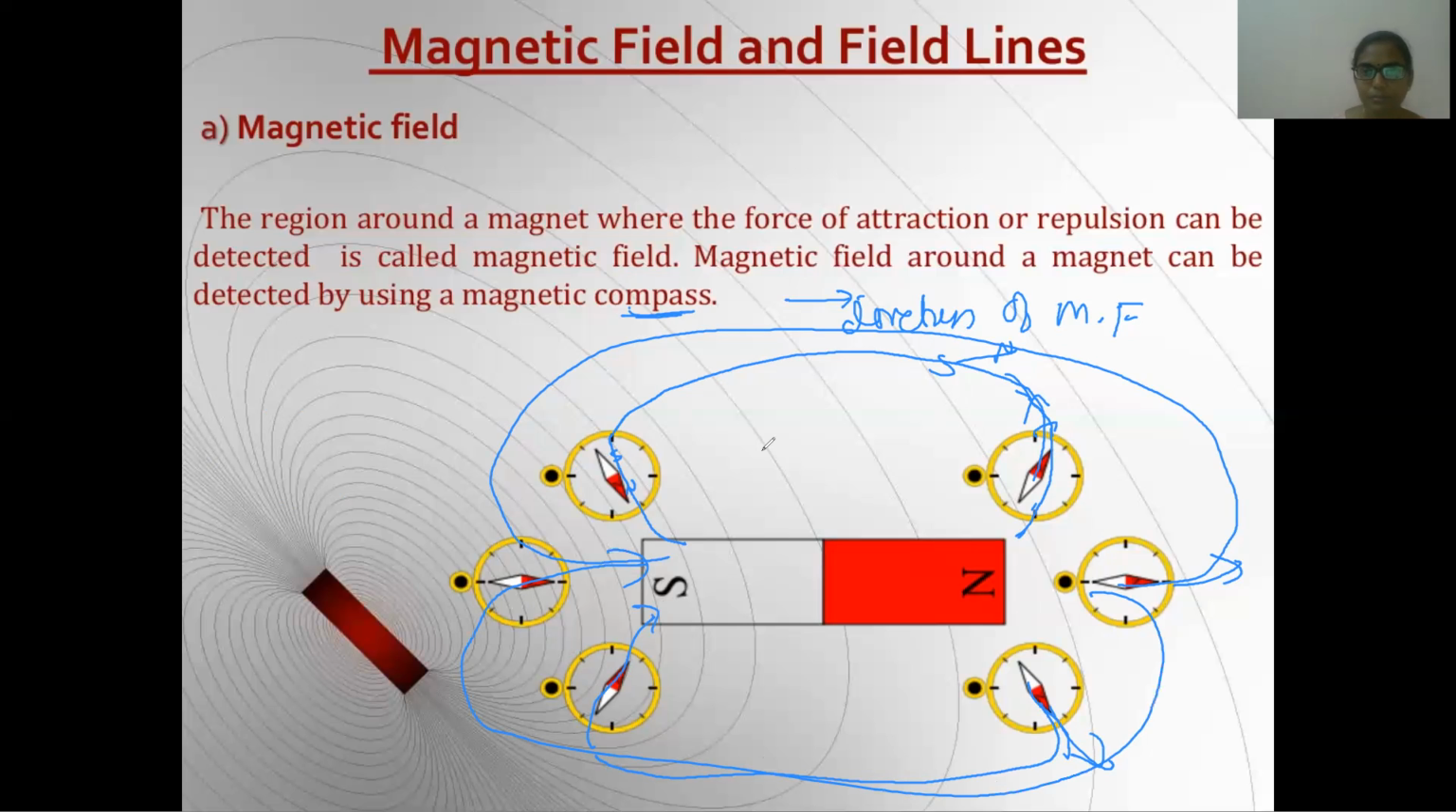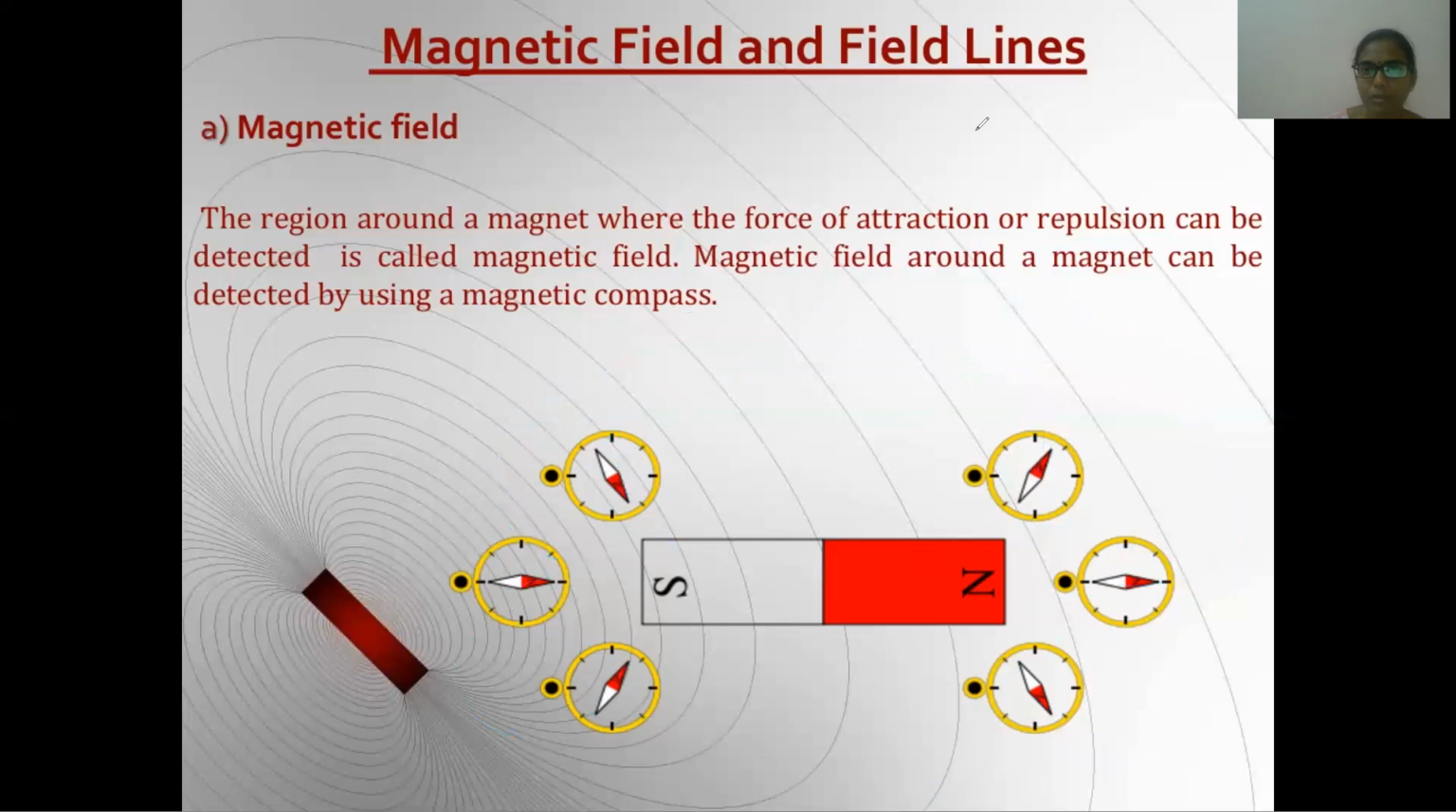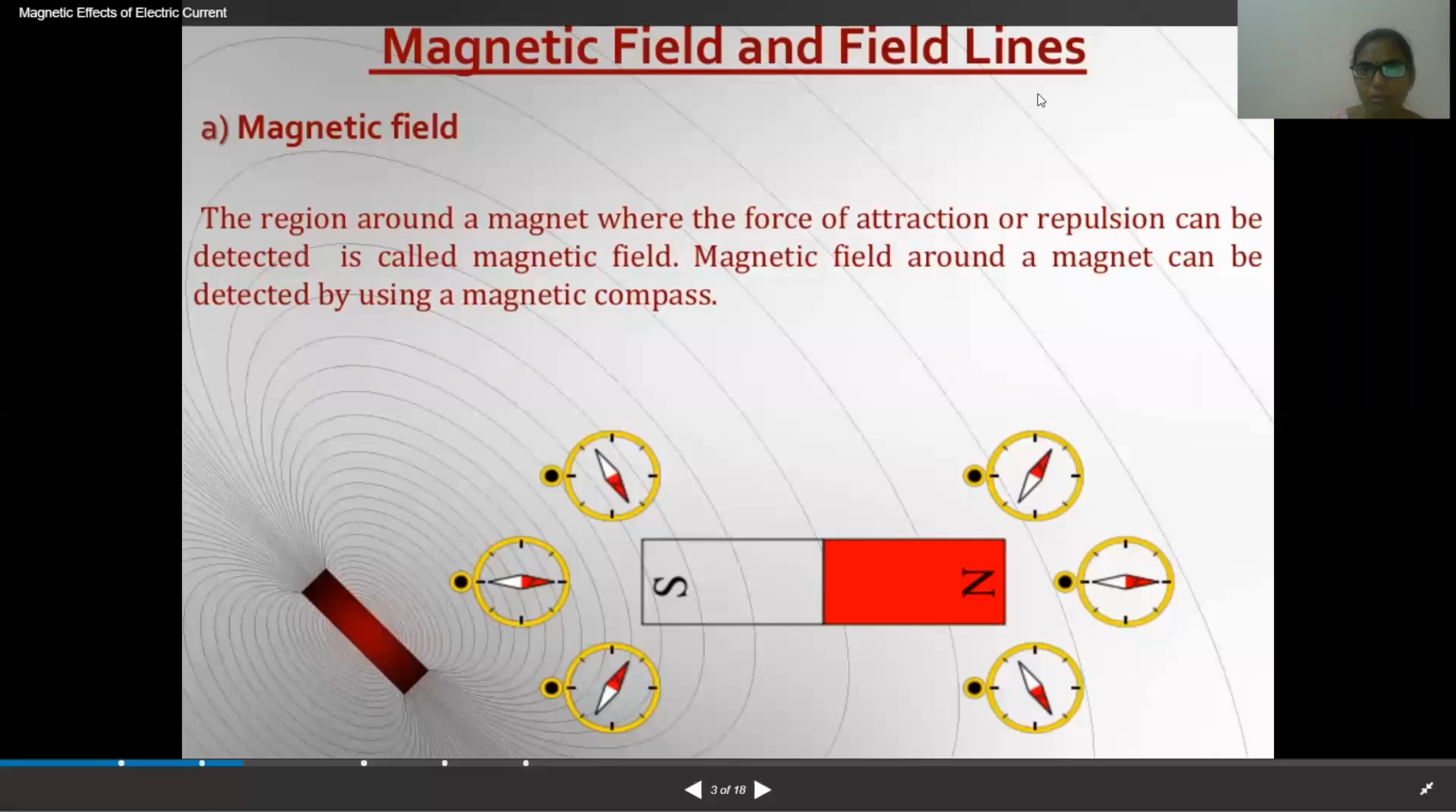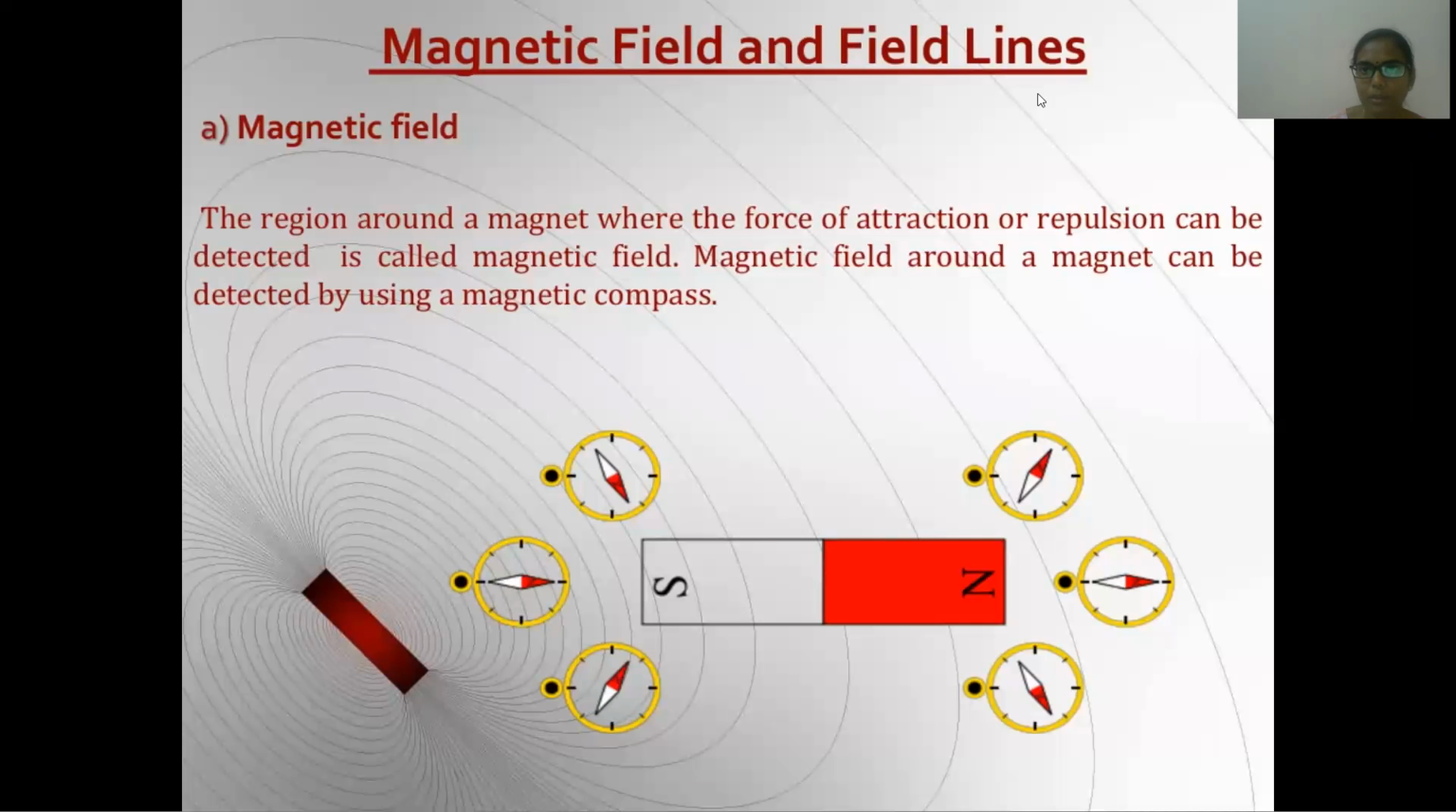I hope this is clear. You can do the magnetic field lines experiment by taking a cardboard and putting some magnetic filings on the cardboard, then you put the magnet and just tap it. Okay, that time also you are going to experience that.